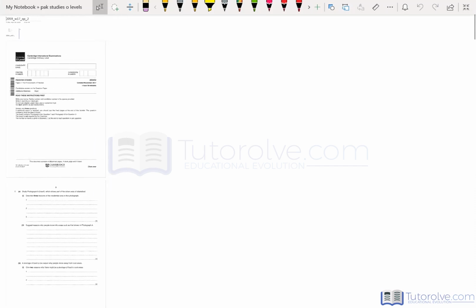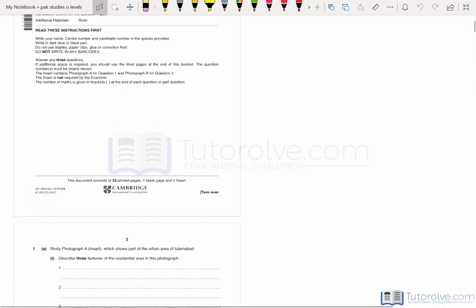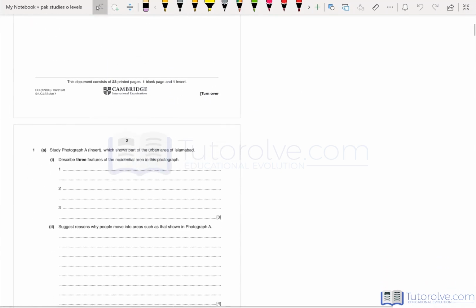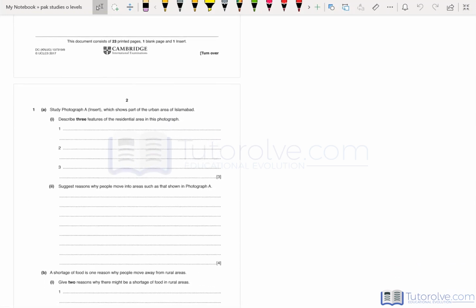Okay, so we're going to begin with Pakistan Studies Paper 2, The Environment of Pakistan, October-November 2017. Now, the first question is about a photograph which shows different patterns and arrangements within a closely knit city of the urban area of Islamabad. So, the thing that you have to mention are any three qualities within that picture. So for the sake of the answer, we will be writing down the qualities that might be required.